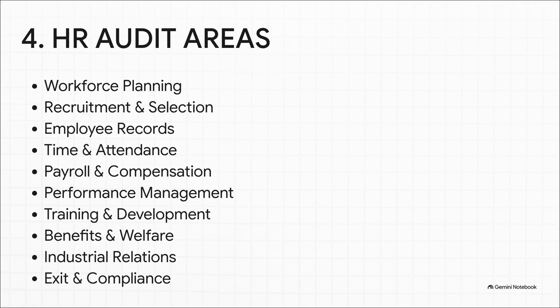We break that broad scope down further in 4, HR audit areas. We're talking workforce planning, recruitment and selection, employee records, time and attendance, payroll and compensation, performance management, training, benefits, industrial relations, exit, and HR compliance. To give you a quick operational feel for this, let's zoom in on industrial relations. When an auditor looks at this, they aren't just flipping through dusty paperwork. They are verifying how the company actually manages labor unions, collective bargaining agreements, and active grievance procedures. They have to ensure the company is operating harmoniously and legally within organized labor frameworks.